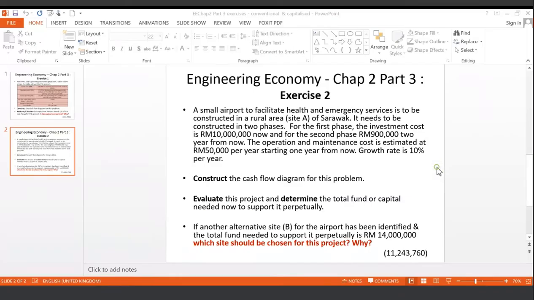Only the starting investment becomes 14 million, right? Yes, and the other things still remain constant, Doctor? So for side B, there is no cost such as 900,000. For side B, it only has the initial fund, which is 14,000. That's all.